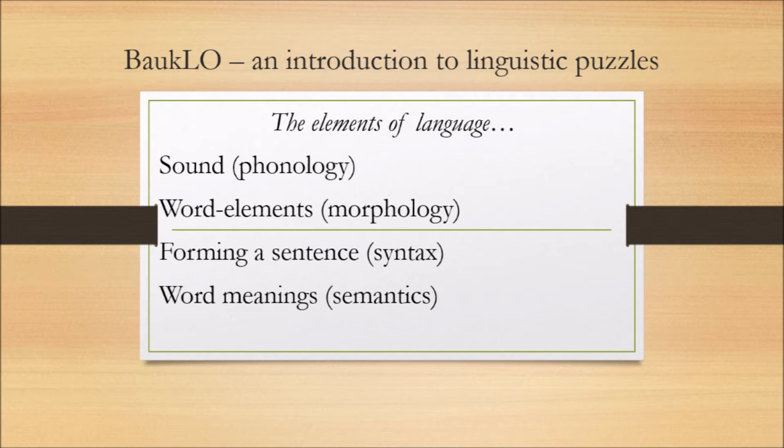Sometimes the problems are to do with writing systems, like the Georgian example I've given you up on the language notice board, and numbers as well. And we'll be looking at some of those in this message board as well. Now, as an introduction to BaukLO, I've given you two very simple problems here which were designed by linguists in the past for these language competitions.